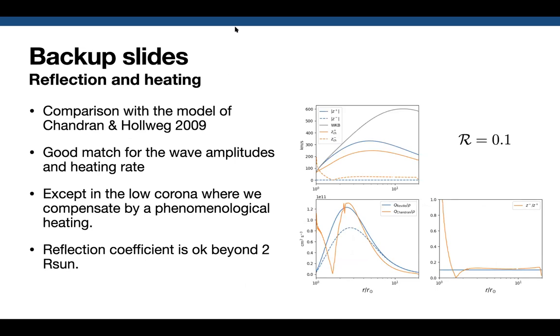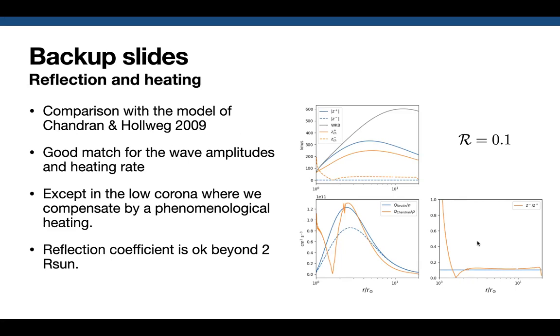For instance, I compared here in this slide with the model of Chandran and Hollweg, where you have a non-WKB theory for the reflection of the Alfvén waves. And what we have is that in a very large part of the low corona, which is here, we have the effective reflection, which is close to 0.1. And this is why I chose this.